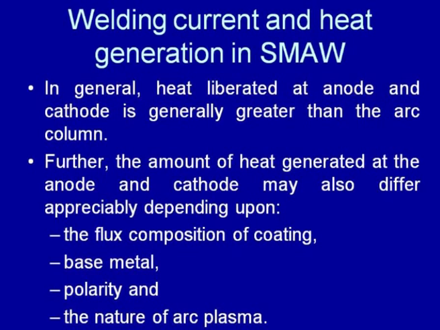So, if we are using the straight polarity where the electrode is negative and the workpiece is positive, the heat generated at the anode side will be more, which will affect the penetration and the extent of melting taking place in the base metal side, while the heat generated at the cathode side will affect the rate at which the electrode will be melting. So, the amount of heat being generated at the anode or at the cathode side will be determining the rate of melting of the electrode and the extent of penetration which is taking place into the base material.